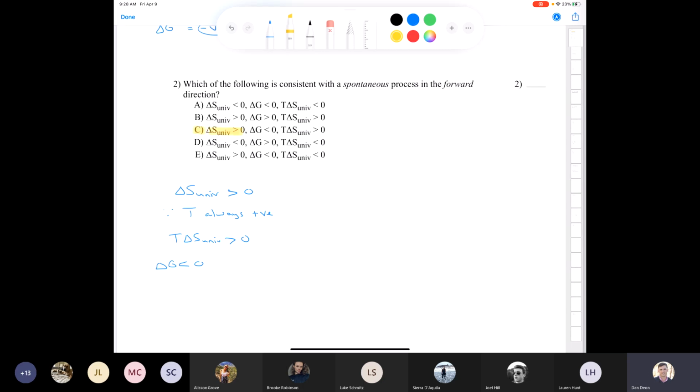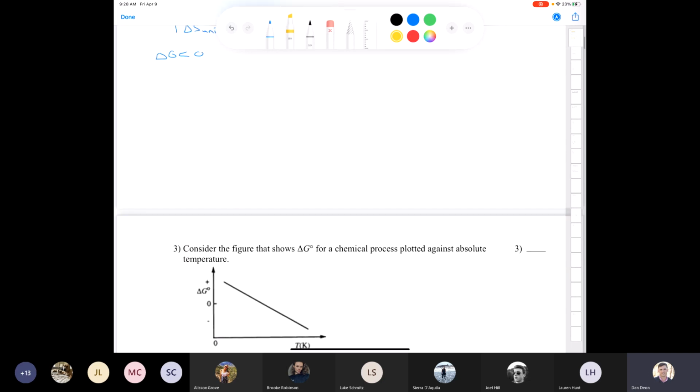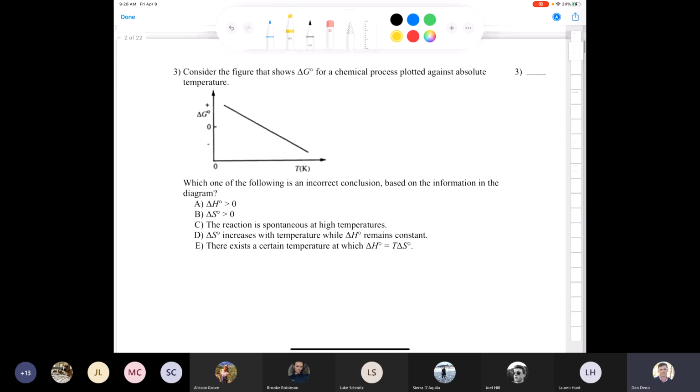The delta S of the universe is increasing. The T times delta S of the universe is increasing. It's greater than 0. And delta G is less than 0 when we have a spontaneous forward reaction. Question number 3, we look at this graph. We have delta G naught on the y-axis, and we have absolute temperature on the x-axis.